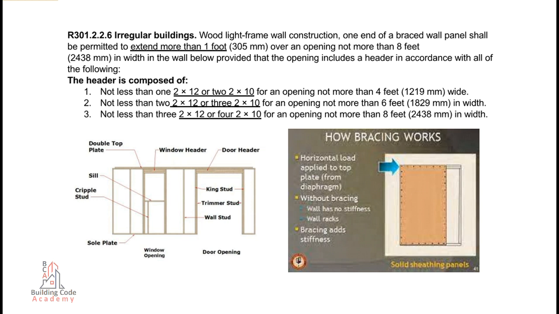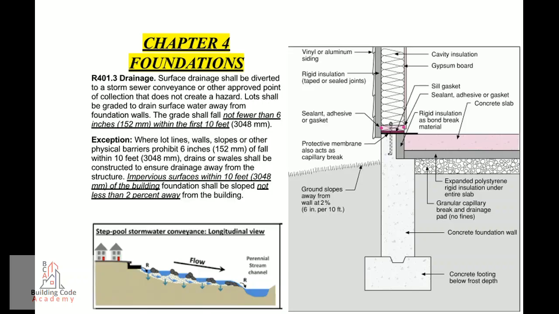1. Not less than 1 2x12 or 2 2x10 for an opening not more than 4 feet (1,219 millimeters) wide. 2. Not less than 2 2x12 or 3 2x10 for an opening not more than 6 feet (1,829 millimeters) in width. 3. Not less than 3 2x12 or 4 2x10 for an opening not more than 8 feet (2,438 millimeters) in width. Chapter 4. Foundations.